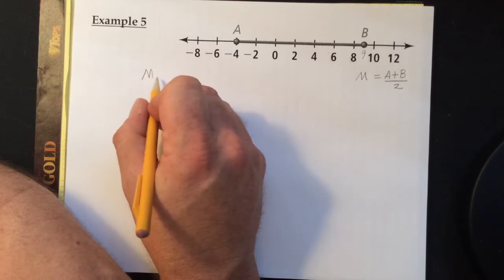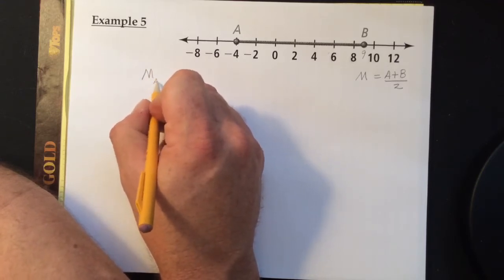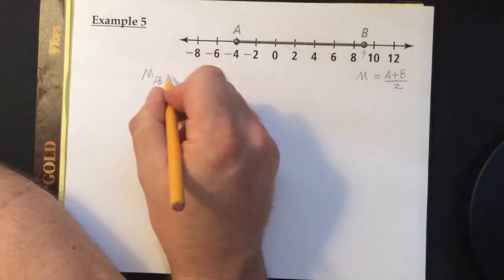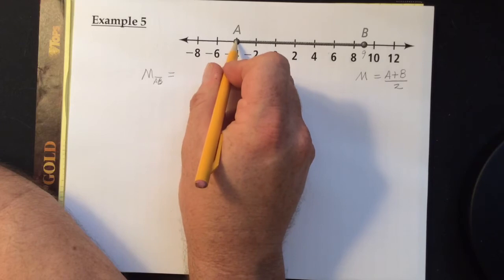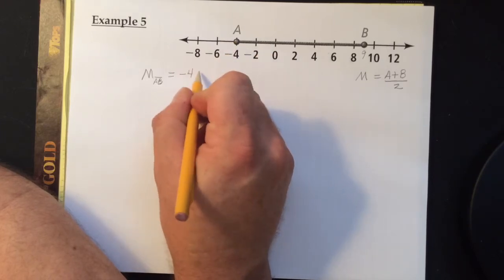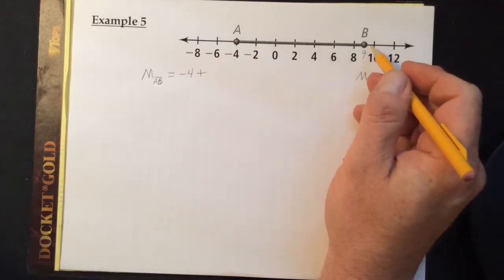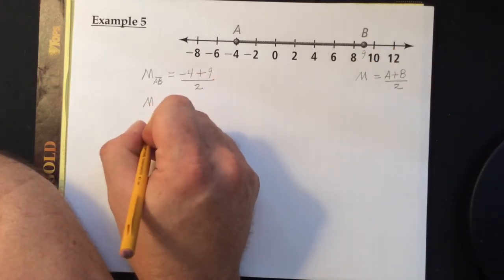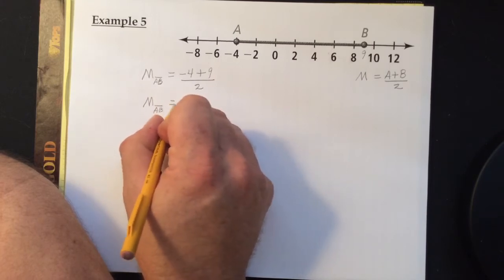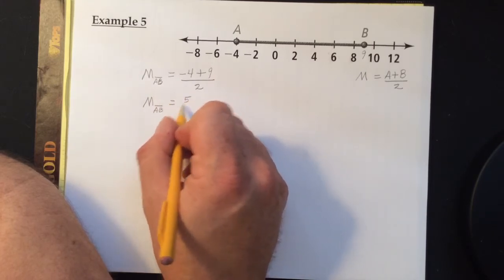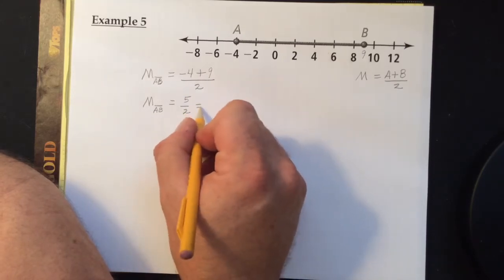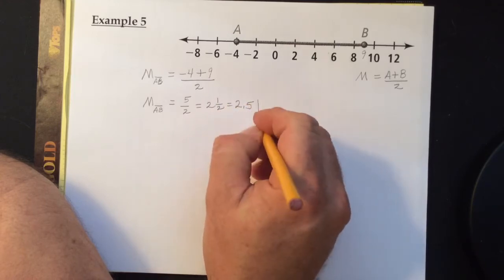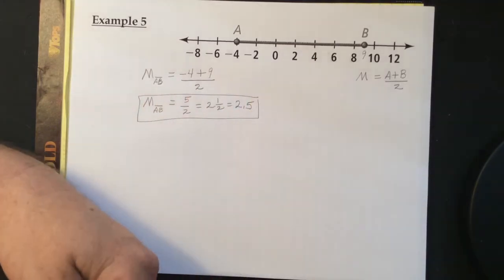So, by the definition of midpoint, the midpoint of segment AB will be equal to the endpoint at A, which is -4, plus the coordinate of B, which is at 9, divided by 2. So the midpoint of AB, -4 plus 9, is 5/2, or 2.5. Any one of those answers is acceptable.